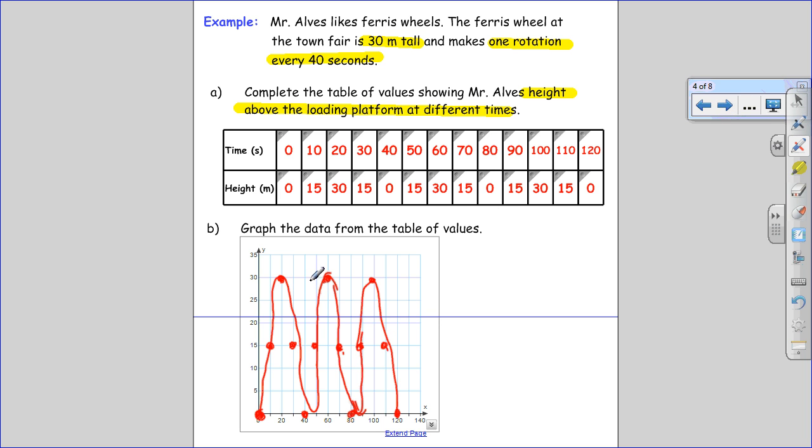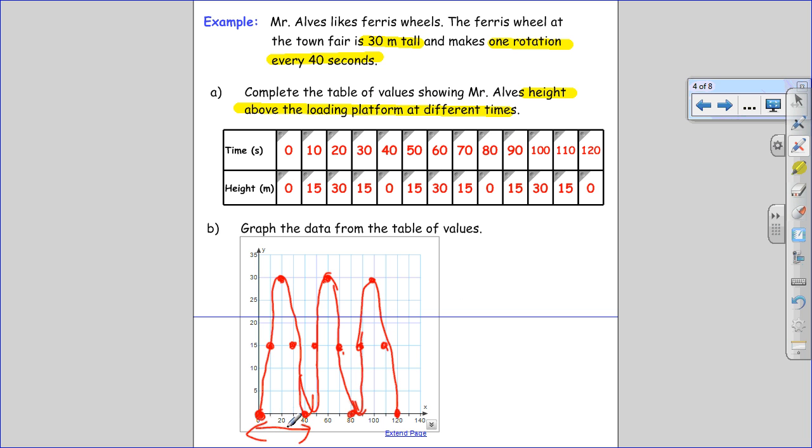So what information can we get from this graph? We could realize that a ride on the Ferris wheel is periodic. Of course it is. We're doing the same thing over and over and over again. And each of these cycles on the graph is representing one rotation on the Ferris wheel. Everything repeats every 40 seconds. So my period is 40.